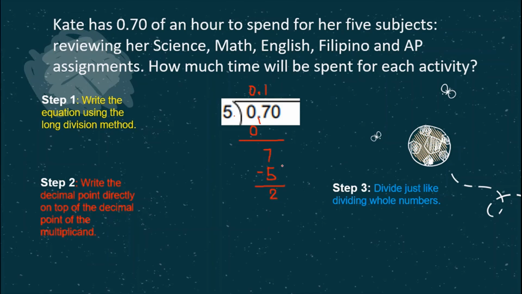This time, bring down 0. 20 divided by 5, that is 4. And 4 times 5, that is 20. 20 minus 20, the answer for this one is 0. There's nothing to bring down. So for our answer, we have 0.14 of an hour Kate can spend on each of her subjects.